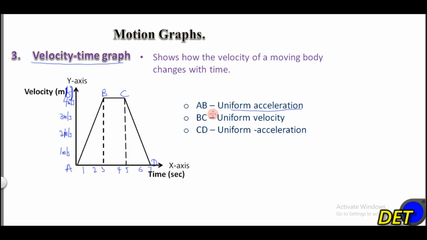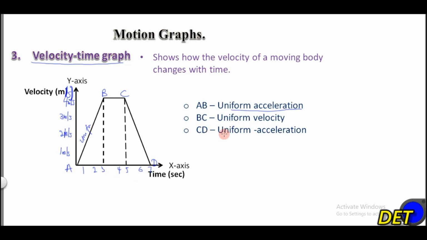AB represents our uniform acceleration. Why? Because the velocity is changing with what? With time. So you should know that this slope AB is our uniform acceleration. Then BC is our uniform velocity. What does that tell you? That the velocity is constant, right? It is the same, not changing, but the time is changing.